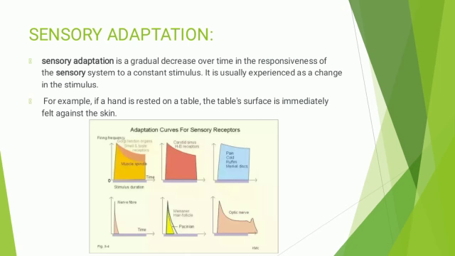Now we discuss about the sensory adaptation. Sensory adaptation is a gradual decrease over time in the responsiveness of the sensory system to a constant stimulus. It is usually experienced as a change in the stimulus. For example, if a hand is rested on a table, the table surface is immediately felt against the skin.